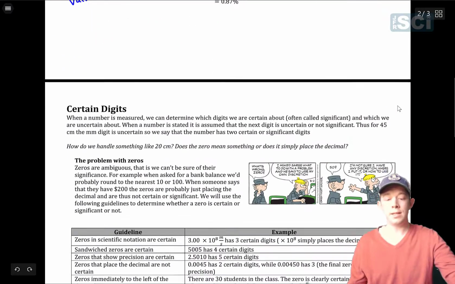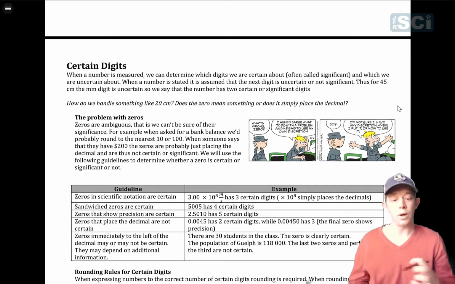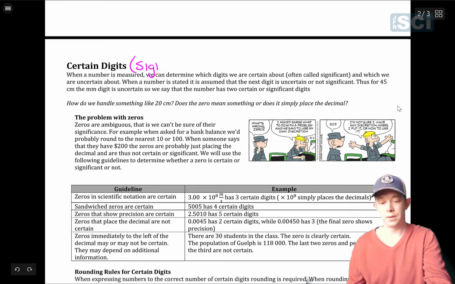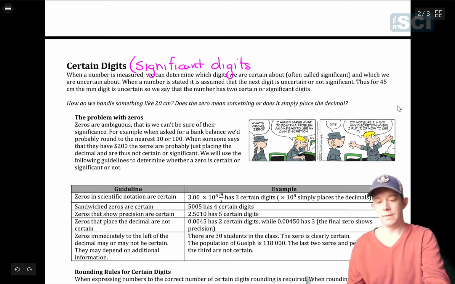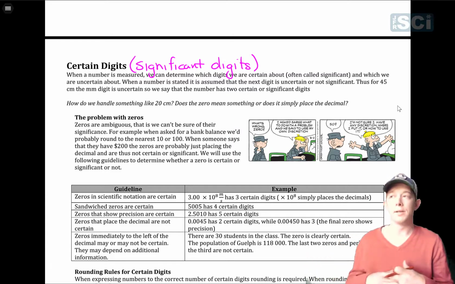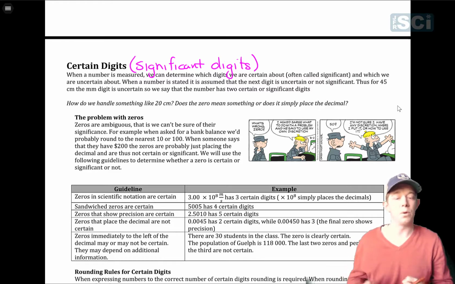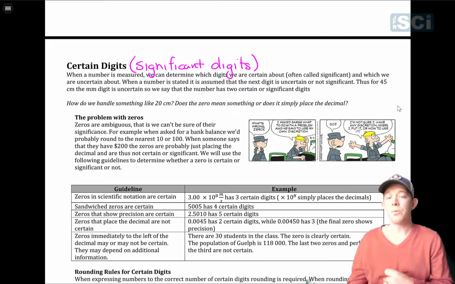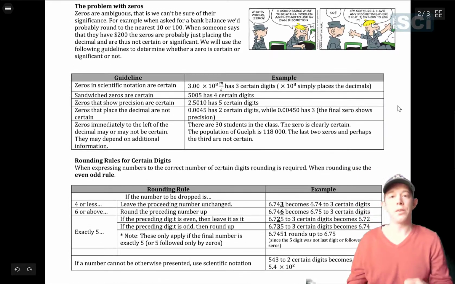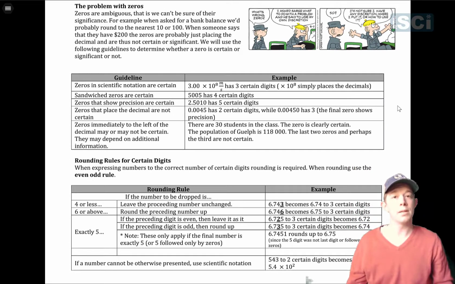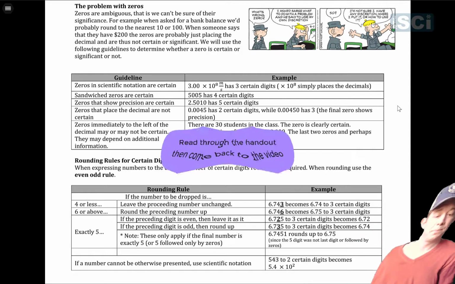Okay, so now the next thing we want to talk about is certain digits, or what I call significant digits. Significant digits, or sig figs, or significant figures, tell you how precise my measurements can be. So I'm going to pause and let you read through this note here. Once you've read through it, come on back and we're going to do a couple of examples together to determine the number of significant figures in a series of different operations: addition, subtraction, multiplication, division, and then a combination of things.